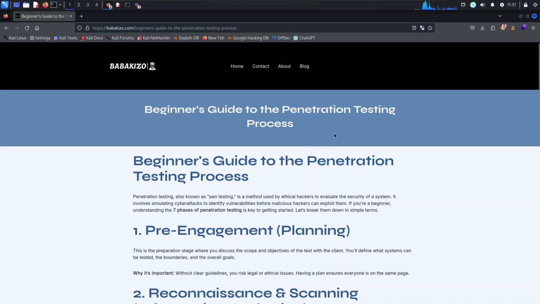Today our topic is going to be beginner's guide to penetration testing process. These are just the basics actually, but I'm excited to actually get into actual hacking and not just talking. These are the first 7 steps you have to take during a penetration test, and we're going to read through this blog together really quickly and not waste much of your time.